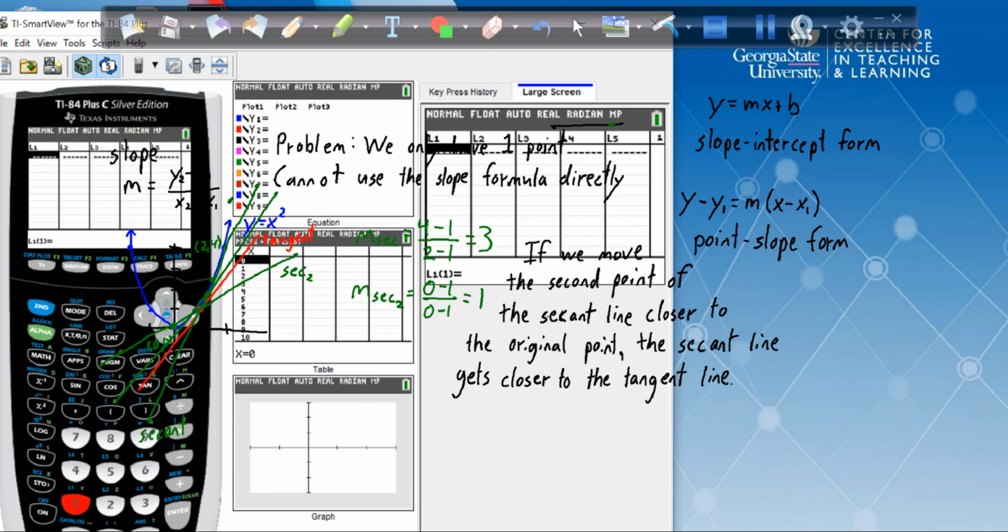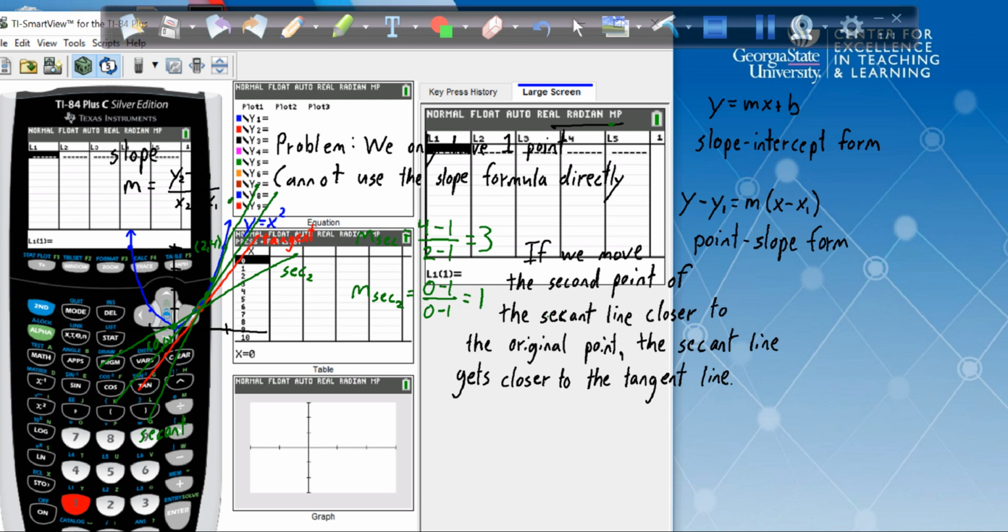What was my original point again? It's (1, 1). So choose some x values that are very close to 1. And I'm going to get closer to 1 as I move along. I'm going to come to 1 from both sides, from numbers greater than 1 and numbers smaller than 1. So let's start smaller than 1.